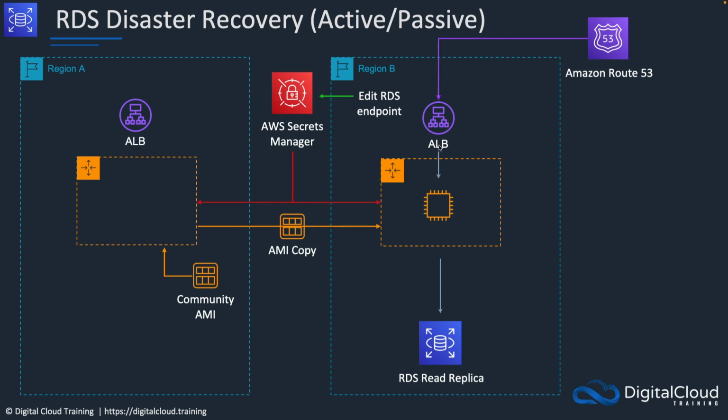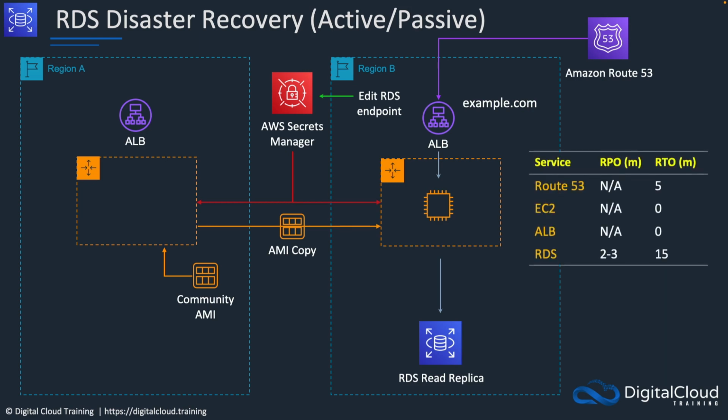So we're going to have a primary and a failover, and the failover is going to point to the ALB in region B. So that's going to fail over. Now, example.com is going to get served by the infrastructure in region B. So that's a failover. Now, what are the RPOs and RTOs here?